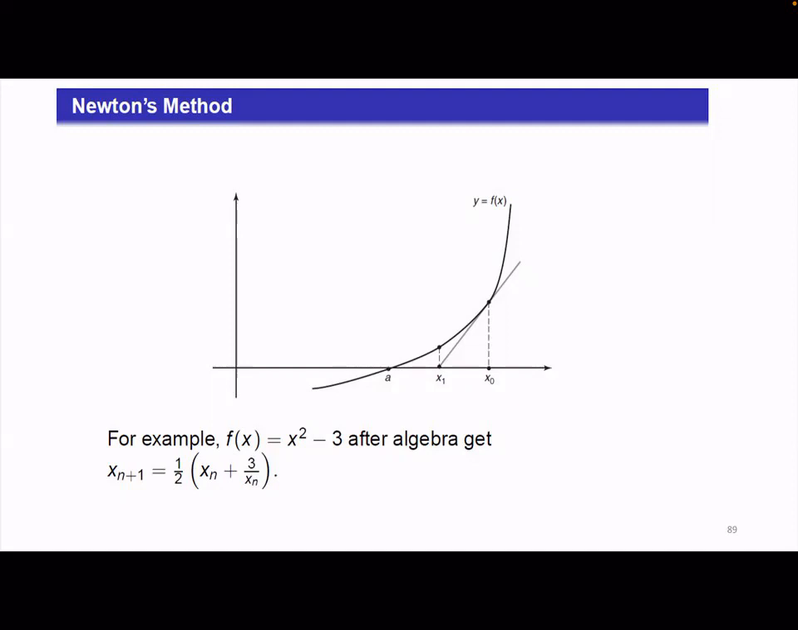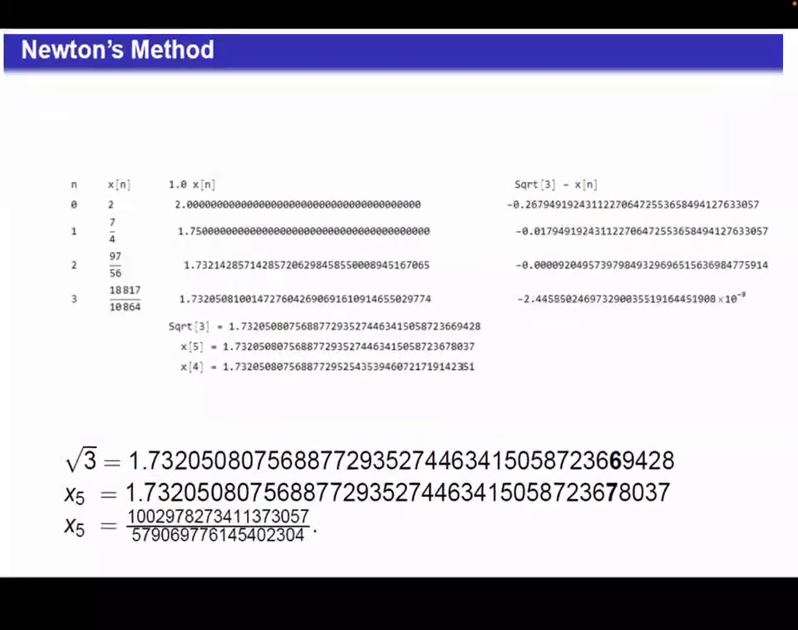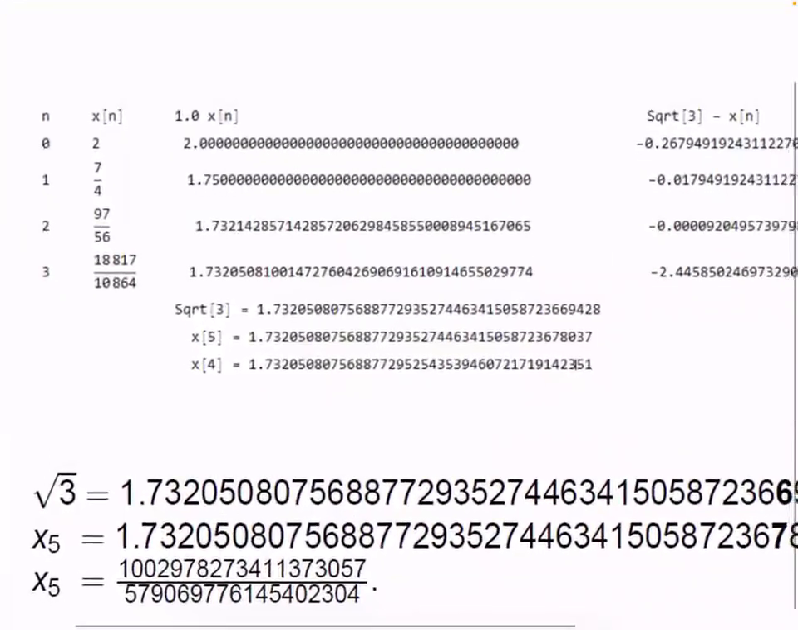If we have a really bad guess like x_n equals 10, we would have 10 plus 3/10, take half of that, that's about 5. You can see it's crashing down to the root. So it turns out this converges very rapidly. I'm not going to prove it, but every time you iterate, you double the number of decimal digits of accuracy you get. So if you look at the second guess, we said it was 97/56. The third guess is 18,817 over 10,864, 1.73205081. And the correct answer is 1.732050807. So after just 3 iterations, we're extremely close.